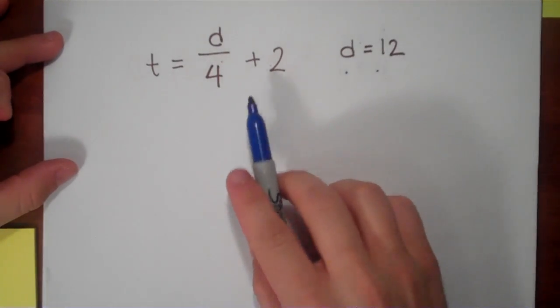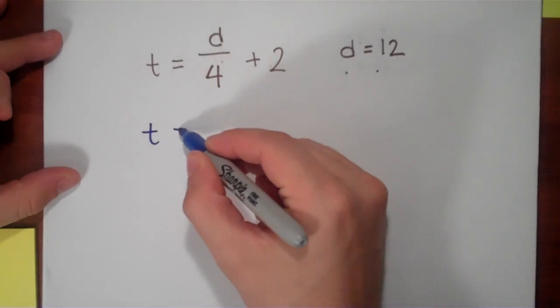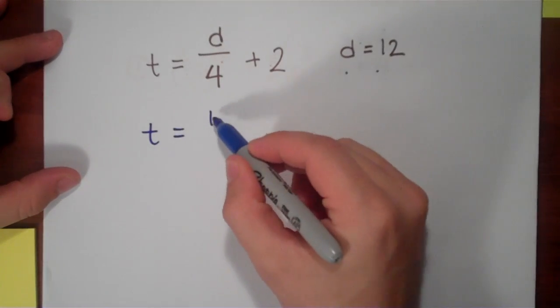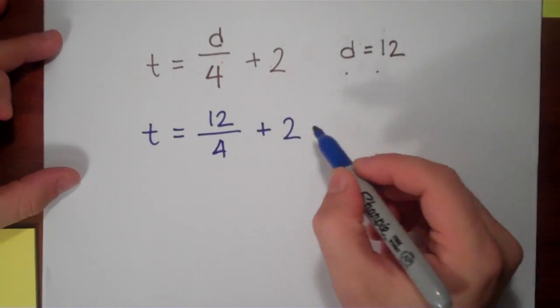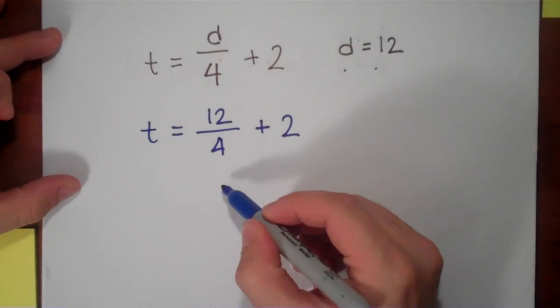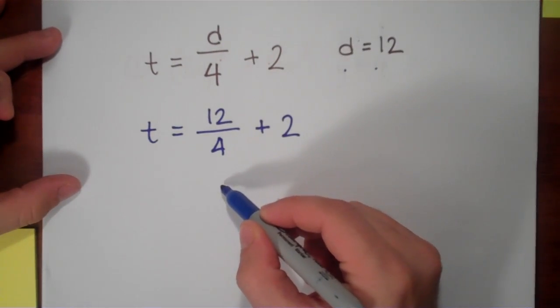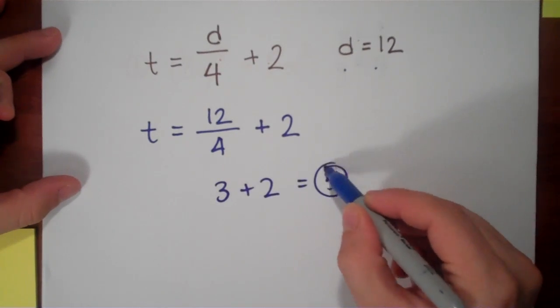t equals d over 4 plus 2, d equals 12. So let's say now that t equals 12 divided by 4 plus 2. We'll bring it down again. We know 12 divided by 4 equals 3. So t equals 3 plus 2, or 5.